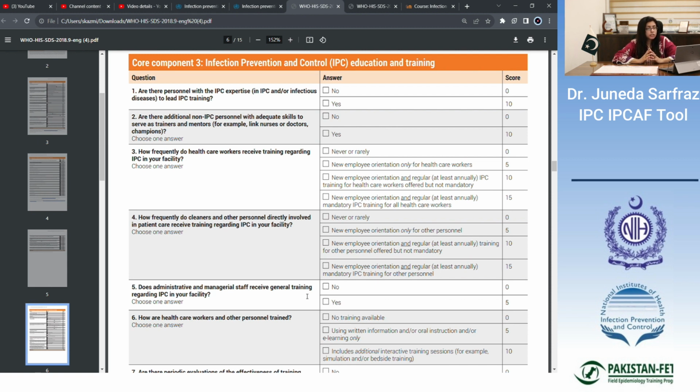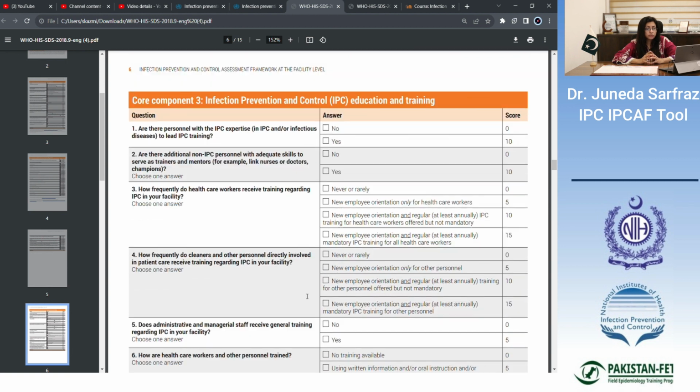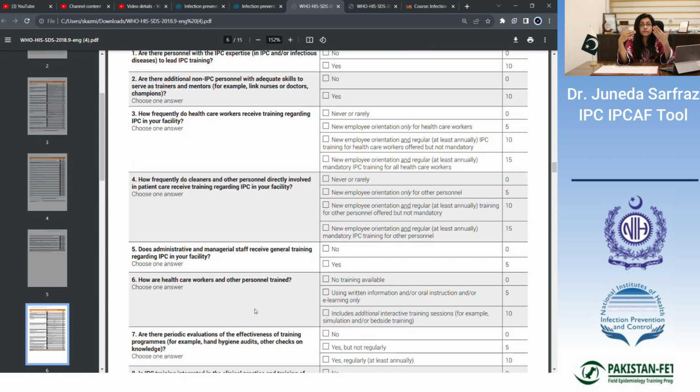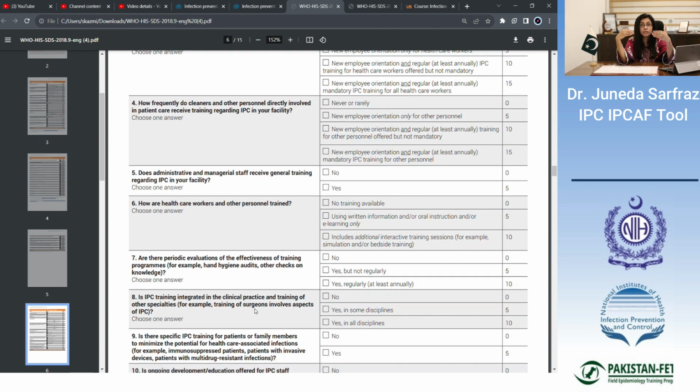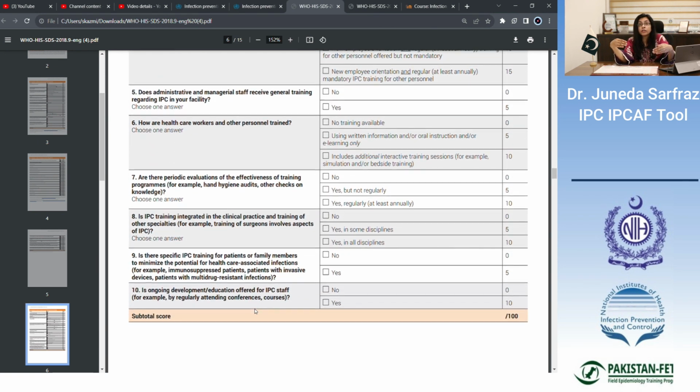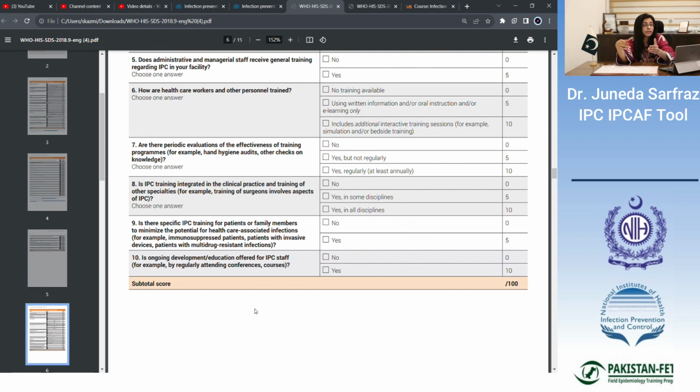Does administration and managerial staff receive general training? It's important. Sometimes we think that only the healthcare workers or people directly at the point of care are the ones who should be trained. But like we have said earlier, if the policymakers are not trained, they would not invest in this specialty at all. How are healthcare workers and other professionals trained? It's not that their training is important, but how are they trained, right?